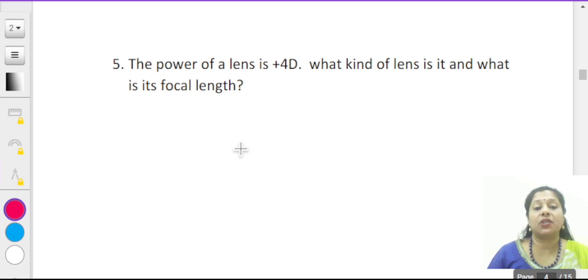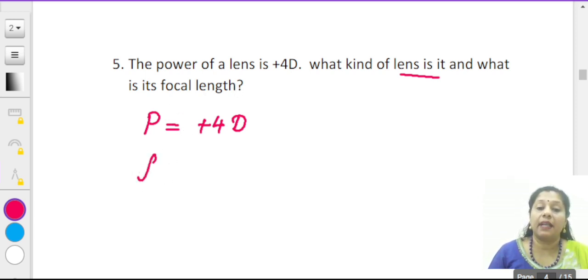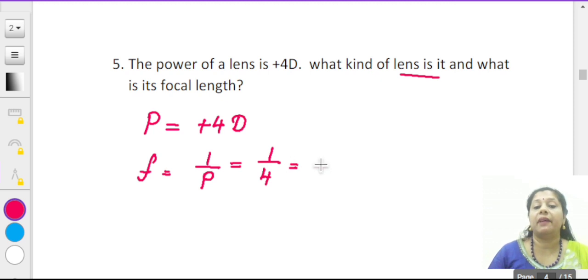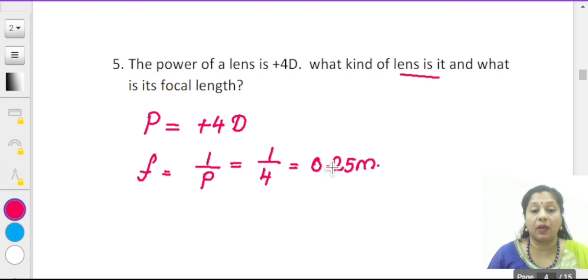Next question is based on power. Power of a lens is plus 0.4 diopter. Unit of power is diopter. What kind of lens is it and what is its focal length? So we know that focal length is equal to reciprocal of power, right? So what is it? 1 by 4. 1 by 4 is 0.25. In meters only we get focal length. So if you make it into centimeter, it is 25 centimeter.